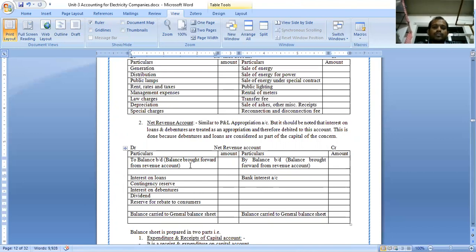Okay. So this net revenue account balance, if it is positive, we have to carry forward to the general balance sheet. That is part 2 of the balance sheet. Till now, we discussed only part 1, capital account. So this net revenue account is transferred to the part 2 of the balance sheet.